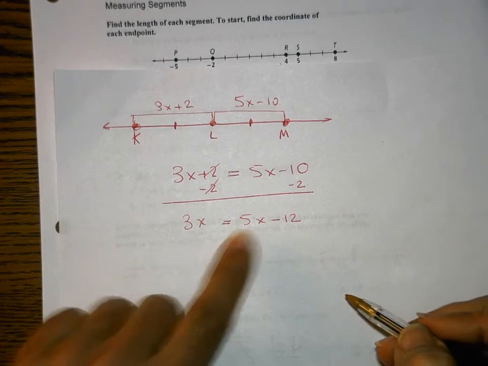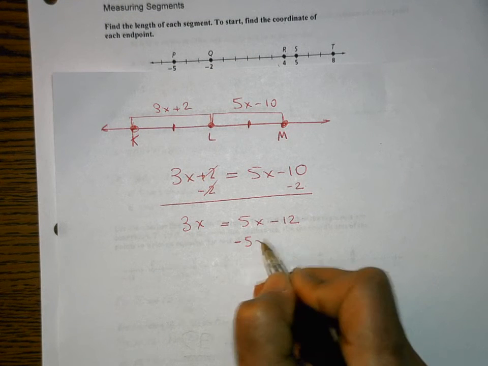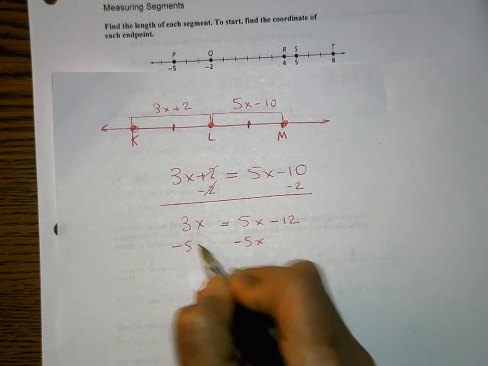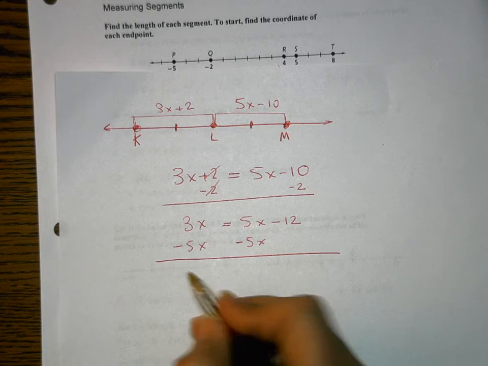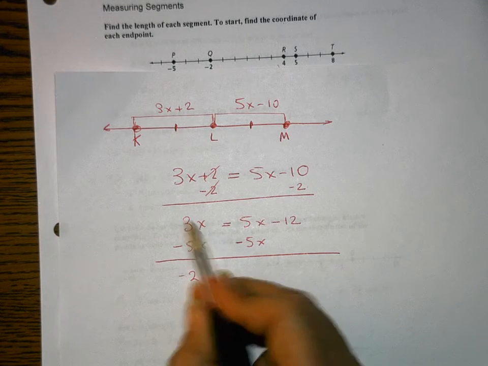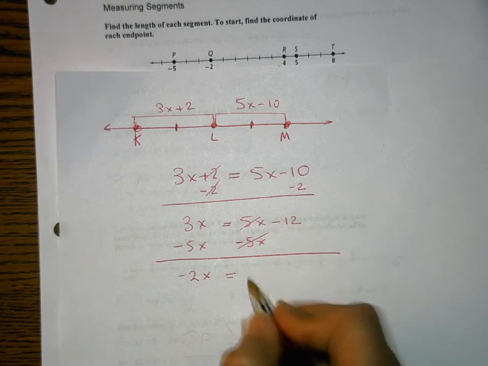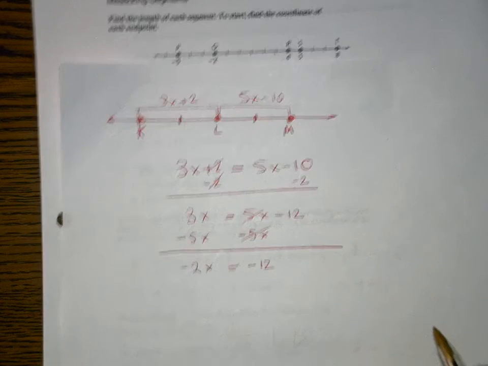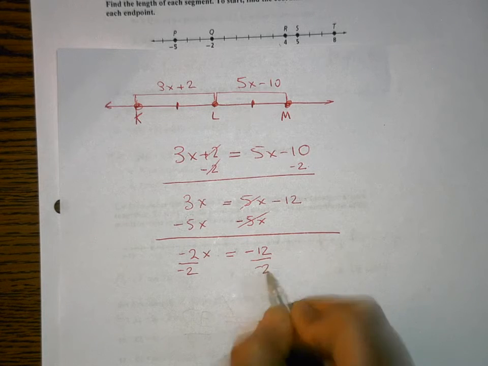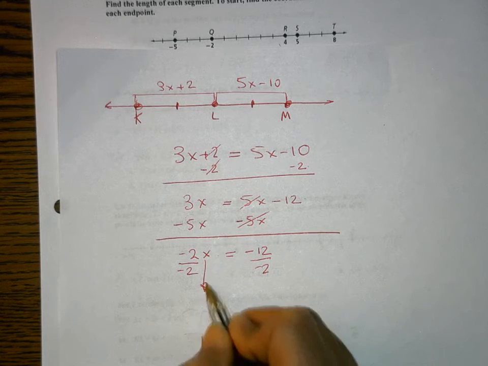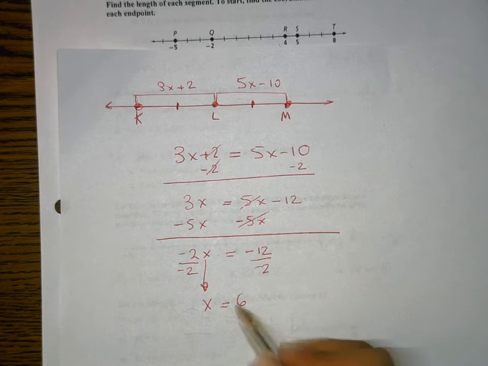Why don't I subtract the 5x from this other side? Minus 5x, minus 5x. And then we end up with negative 2x, because a positive 3 with a negative 5 makes negative 2x equals, over here we only have negative 12. And then when you divide by negative 2 on both sides, so we can get the x all by itself, x equals a positive 6, because negative 12 divided by negative 2 is a positive 6.